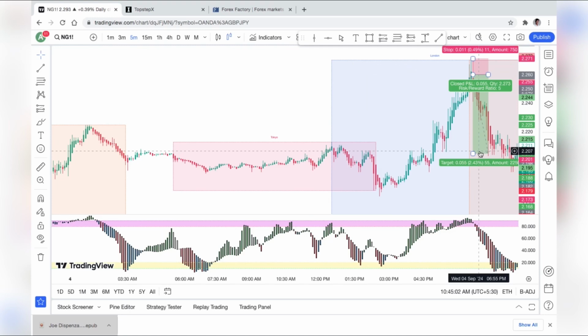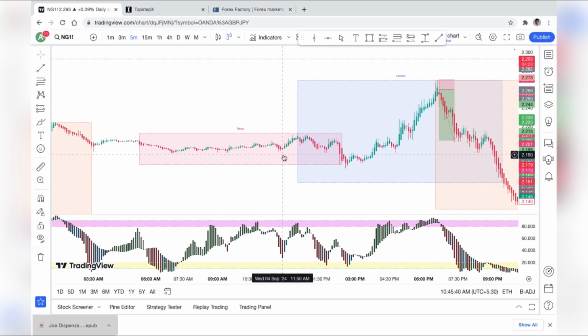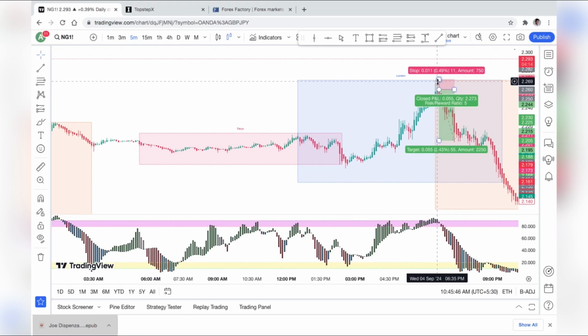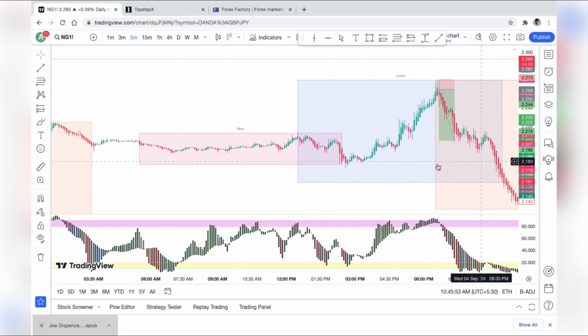So again, to recap, price makes a channel in Tokyo, takes the low, goes up. After reversing either in New York session or before New York, price comes down again to take the Tokyo lows.